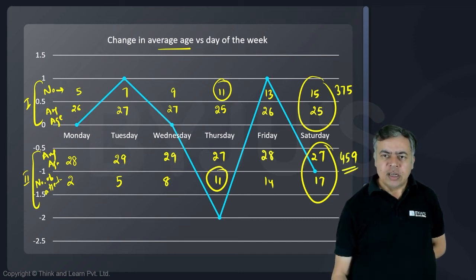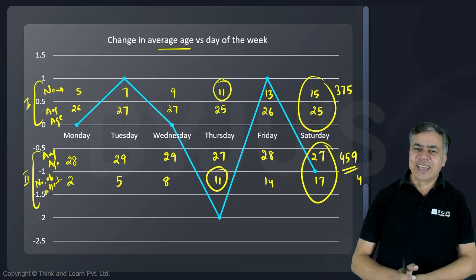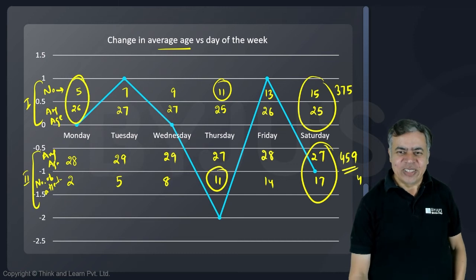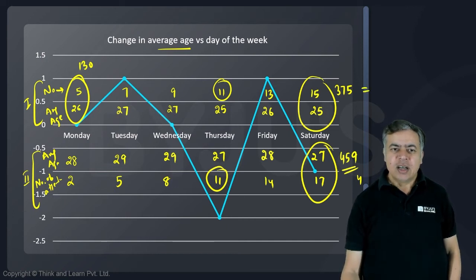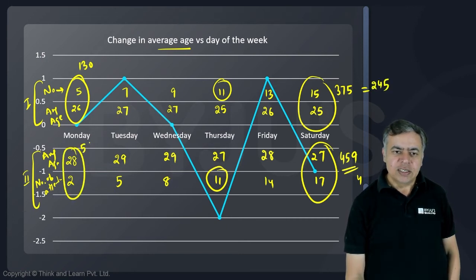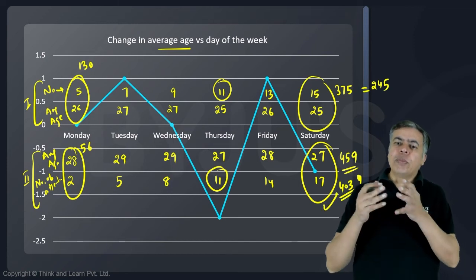So the difference here you can see. Okay, wait a minute. I'm taking the difference between Monday and Saturday. So Monday it is 130 and 375. So in this case, the difference is 245, and here 28 into 2, 56. So 56 and 459, the difference is 403. Right? So the maximum difference we are talking about should be 403.